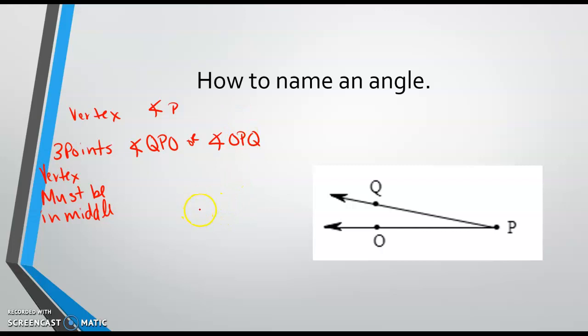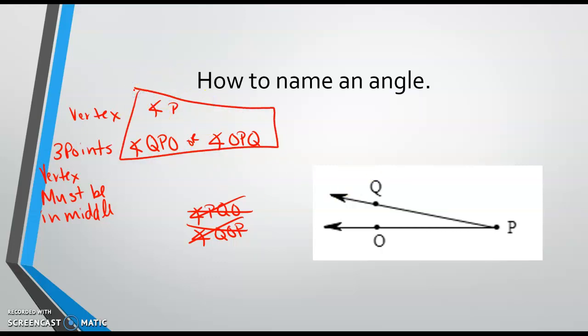I cannot name this angle PQO. That's a no-no. Or angle QOP. Because those P's are not in the middle, those are not ways that you can name this angle. So these are the 3 different ways. Another way is if there was a number in here, say 1, then you could name it angle 1. I forgot that because a lot of times they'll number the angles.